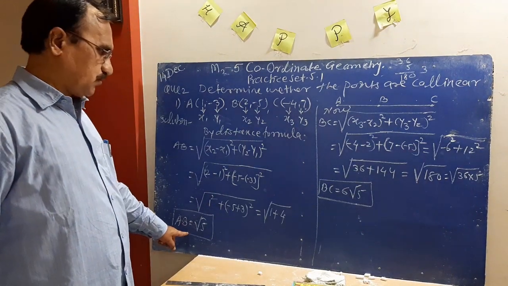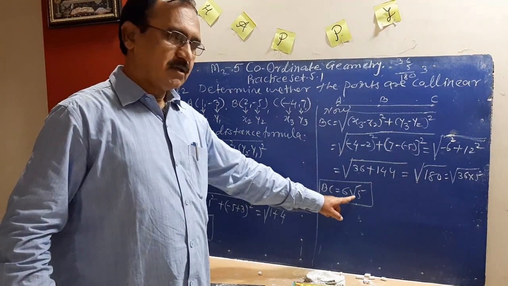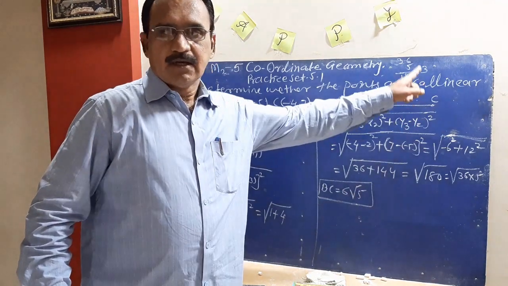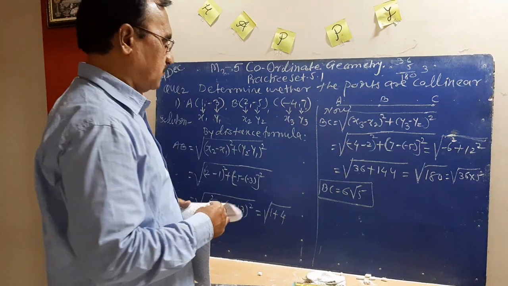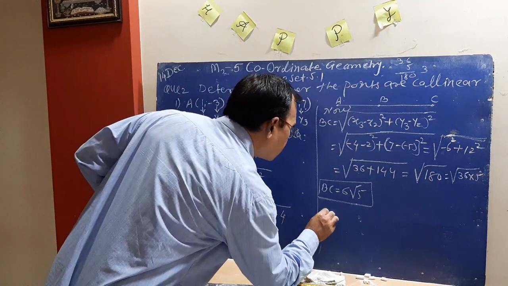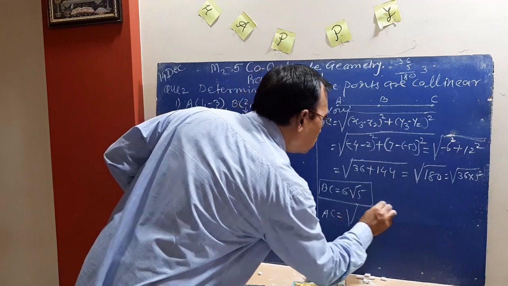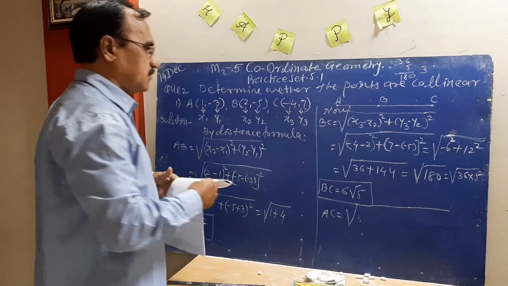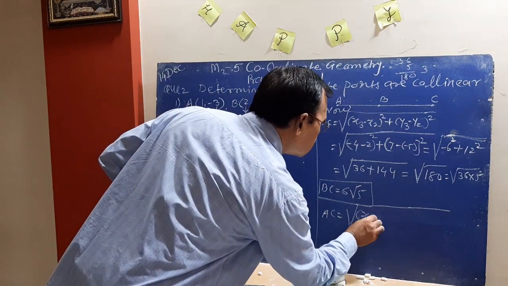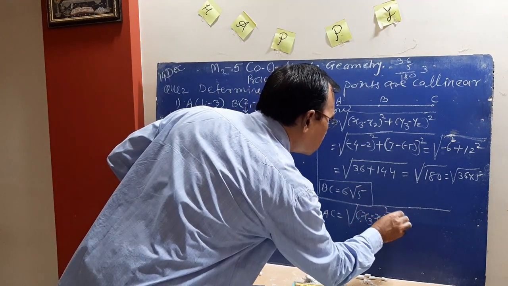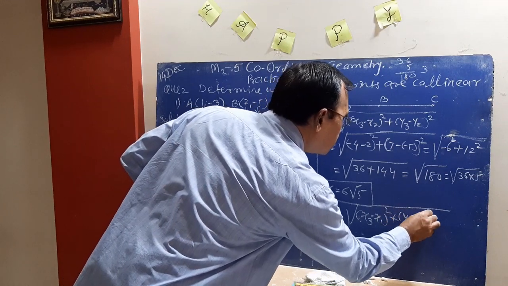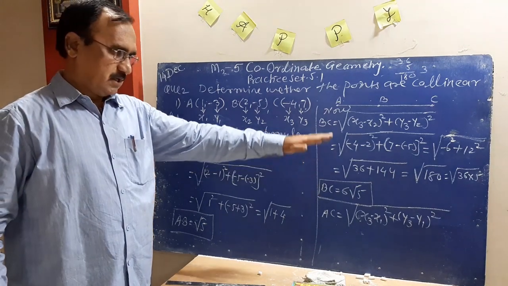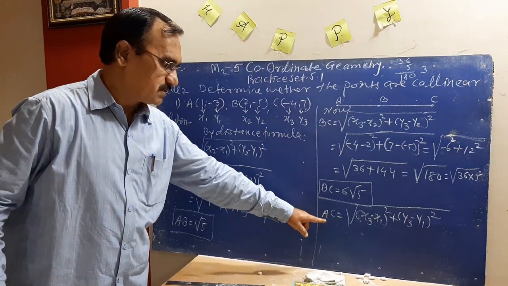This is AB root 5, BC 6 root 5. Now we have to find AC. You find AC yourself. AC is equal to under root x3 minus x1 bracket square plus y3 minus y1 bracket square. Put the values of x3, x1 and y3, y1. Solve yourself and find distance AC.